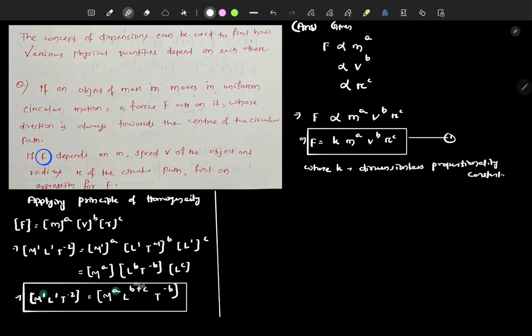Then the value of b plus c is 1. Next, the value of minus b is minus 2. Write this down. So comparing, we get a is equal to 1, then b plus c is equal to 1, then minus b is equal to minus 2. Next, we have to write solving, we get.